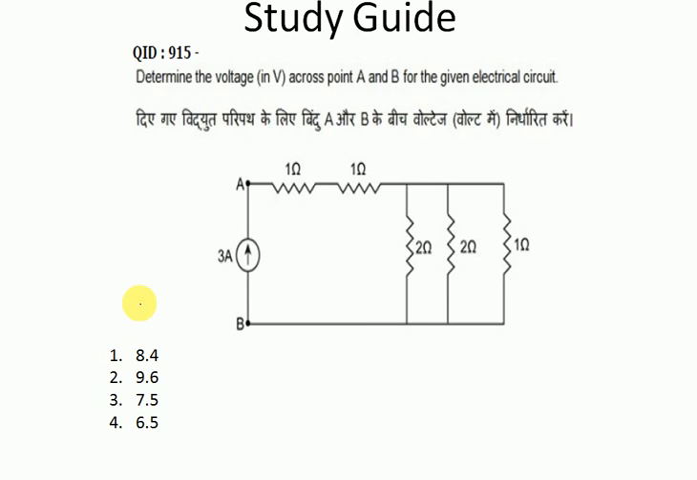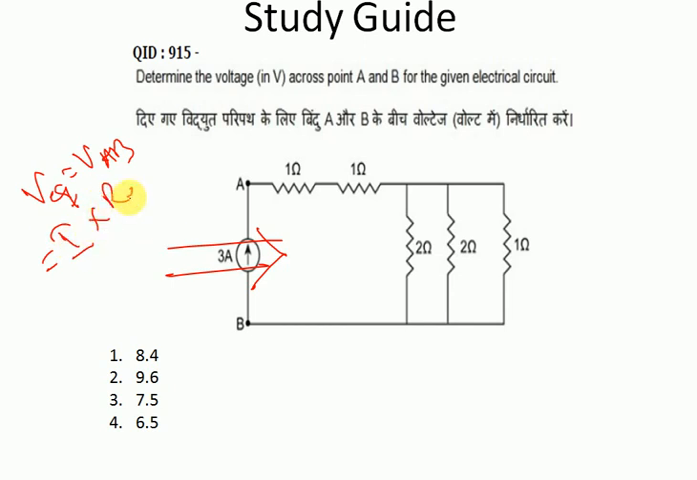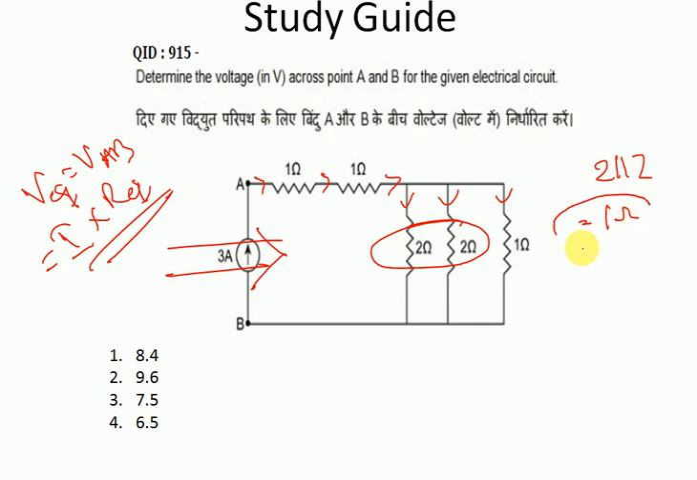Next, determine the voltage across the points A and B for the given electrical circuit. If I want to calculate V equivalent or VAB, the VAB will be I source multiplied by R equivalent. Now to find the R equivalent, I have to see from the current source side. The current is moving in this direction, so this 2 ohm and 2 ohm are parallel. So 2 ohm parallel 2 ohm will be 1 ohm.